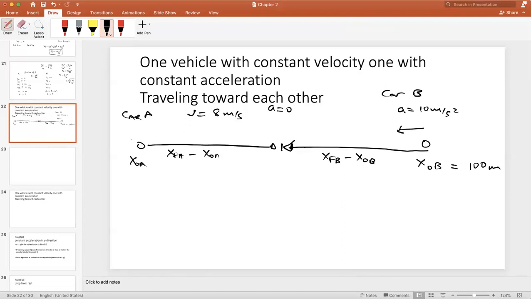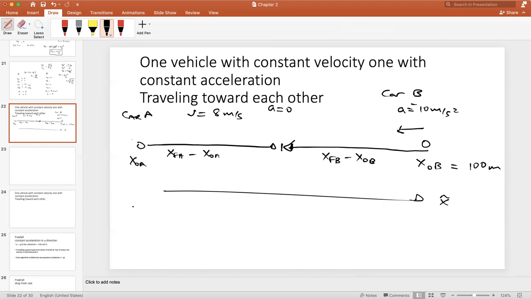If at time t equal to 0, car B is initially at 100 meters. The acceleration is negative because we're choosing x to be positive to the right. And since car B is accelerating to the left, its acceleration will be negative. The hard thing here is that we need to make sure that everything is in the same coordinate system. So we've kind of drawn a picture. Maybe we've confused ourselves a little bit. So what is the next step?